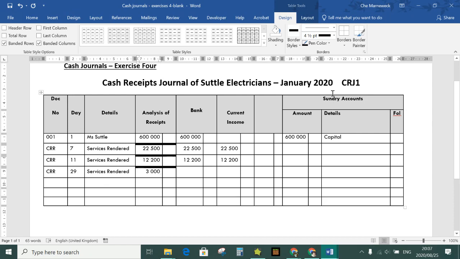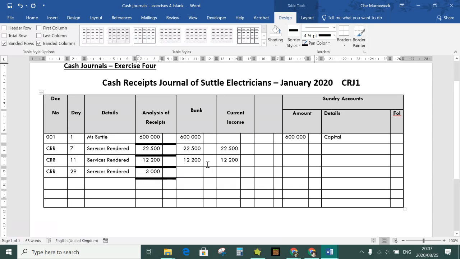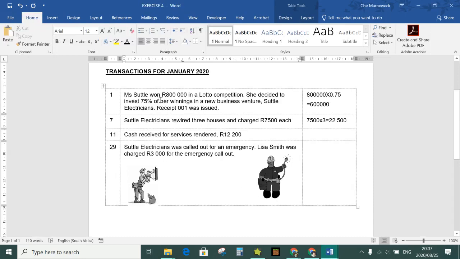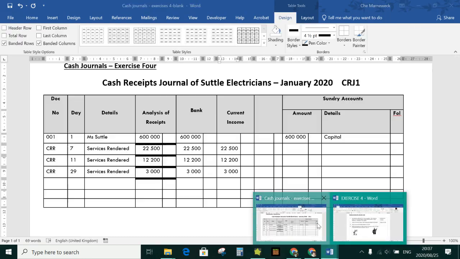No, so it's the end of the day. Get out your ruler. We total underneath the last amount that we received on the day. You add all the money we received on day 29 up and we deposit it into our bank account. Services rendered is current income in accounting. Now it's the end. We haven't received any more money. It's the end of the month.